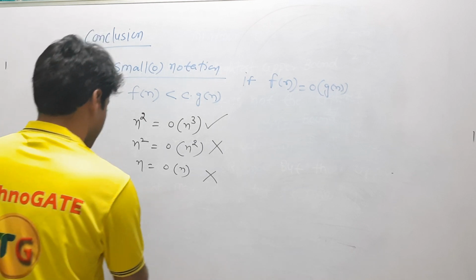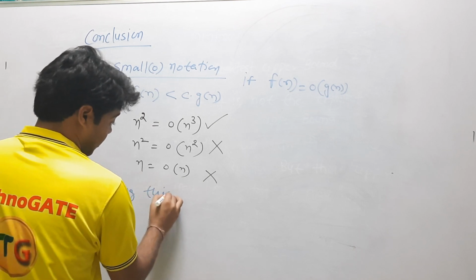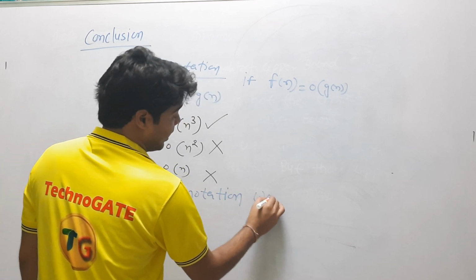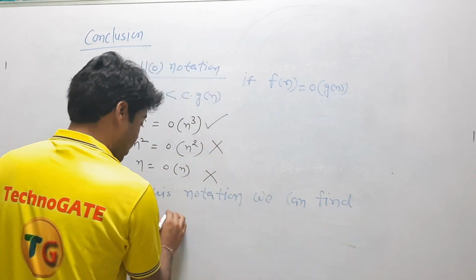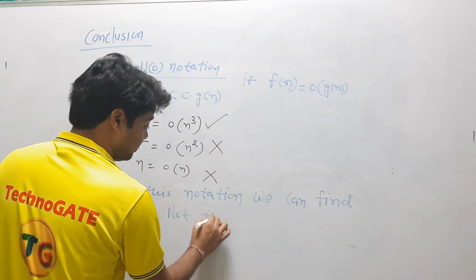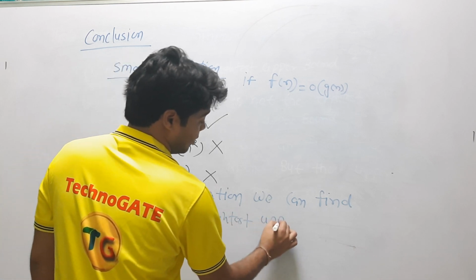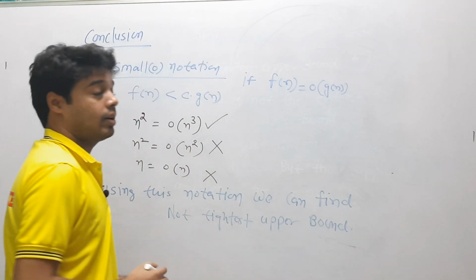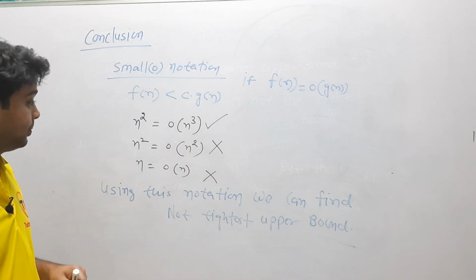So using the other notation, we can find the not tightest upper bound. Not the tightest upper bound here.